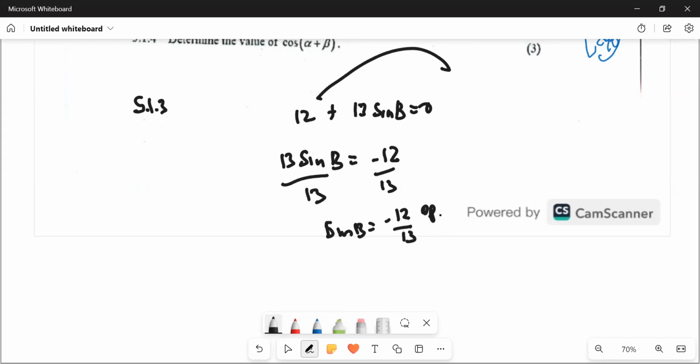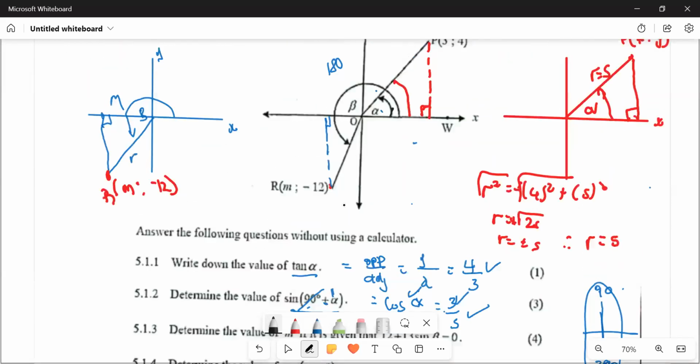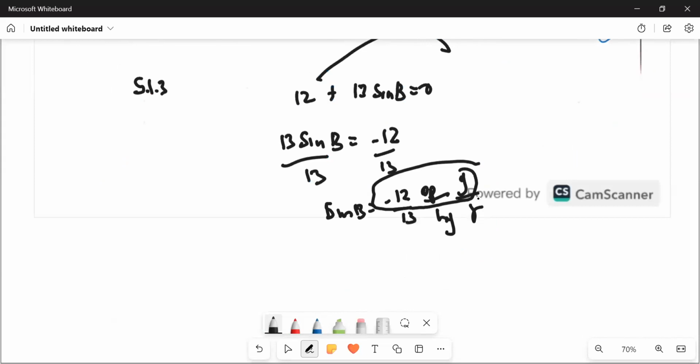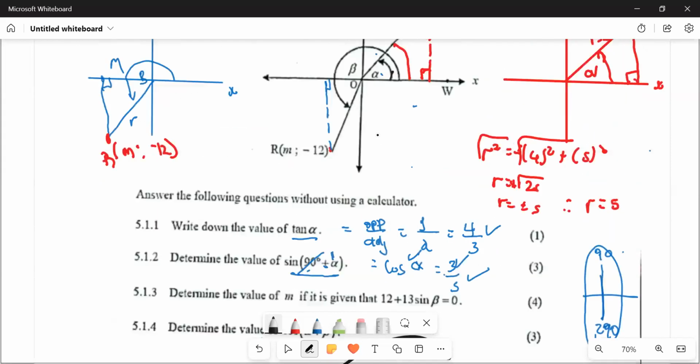It's opposite over hypotenuse side, which is y all over what? All over r. So it means our y is minus 12. So let's put our y is minus 12. They already told us y is minus 12. What is our r? Our r is 13. So if r is 13, we can tell them this r is 13.